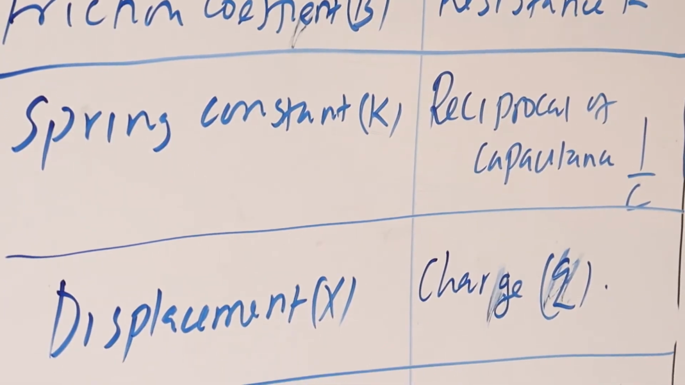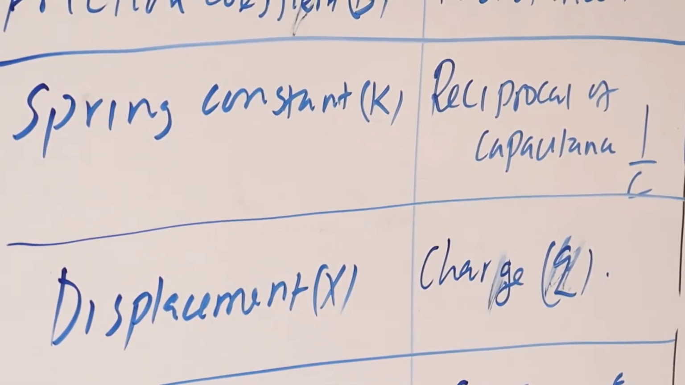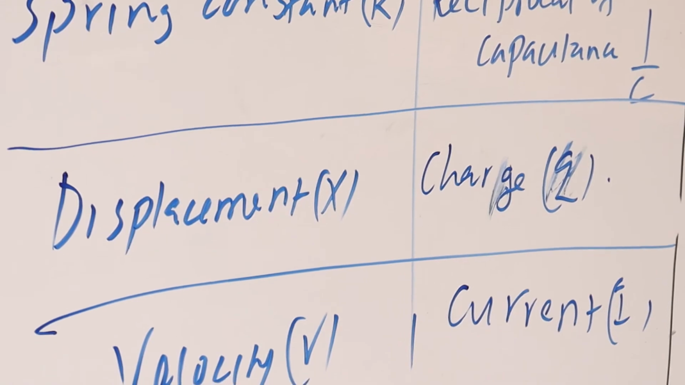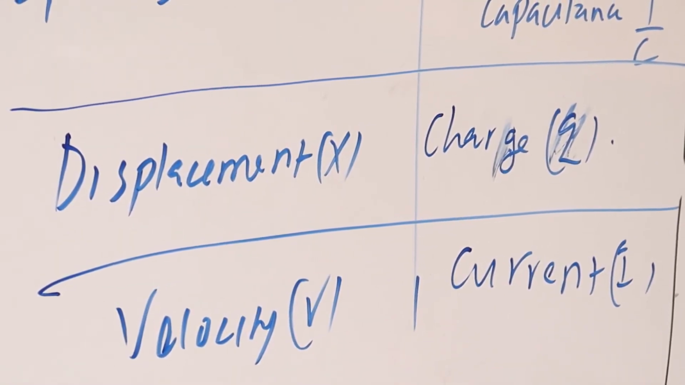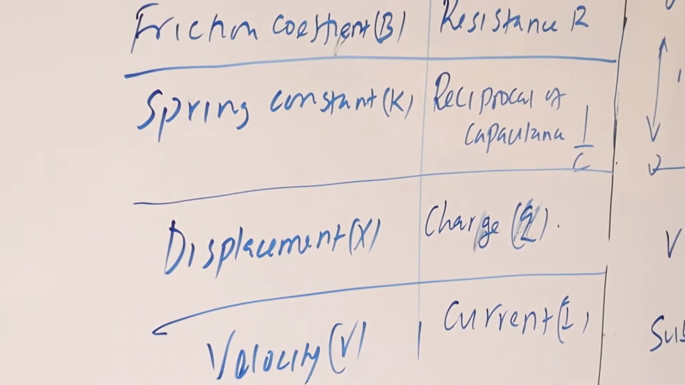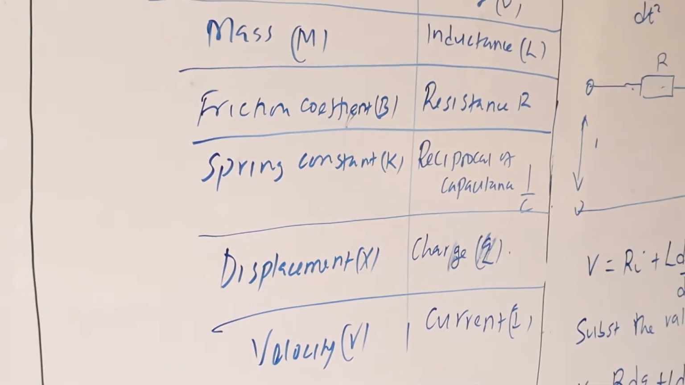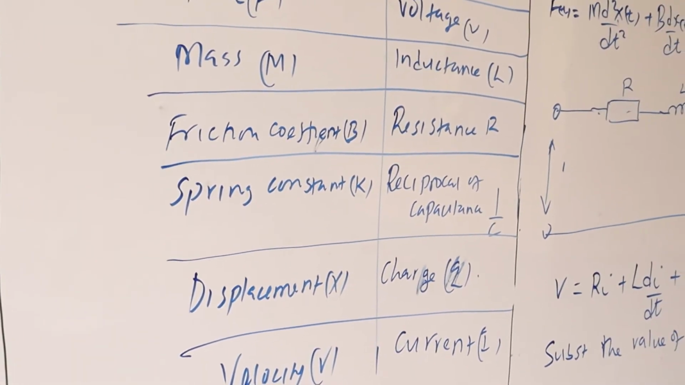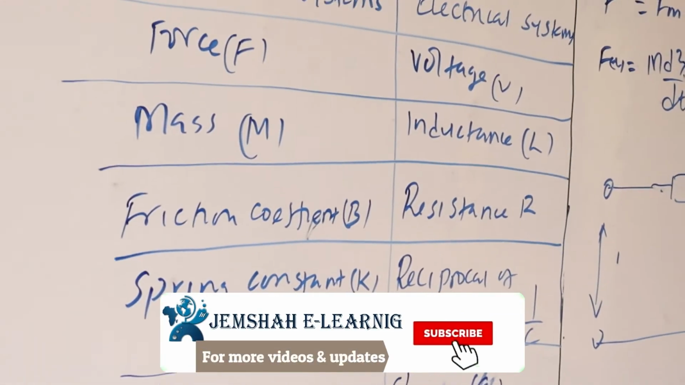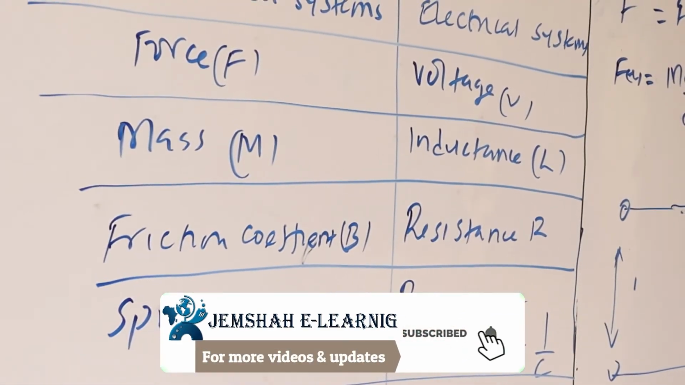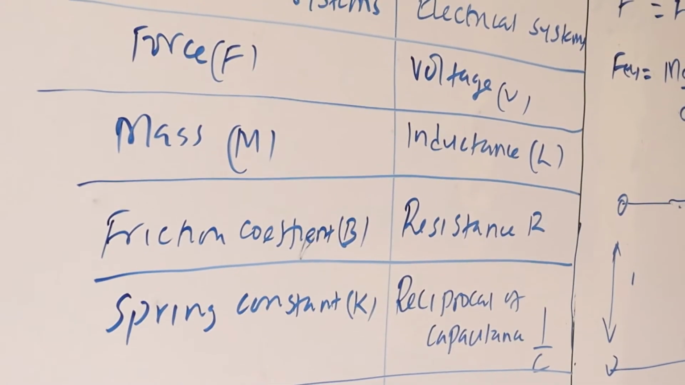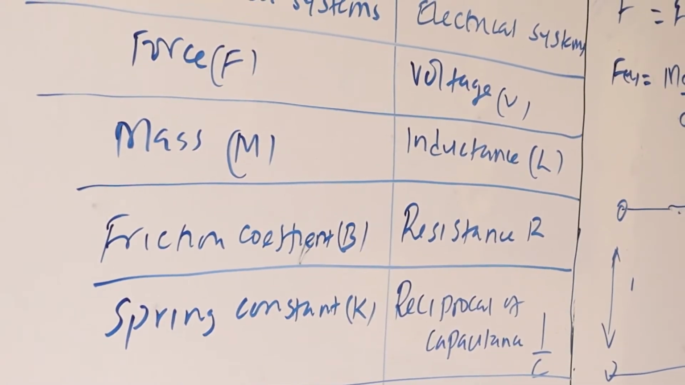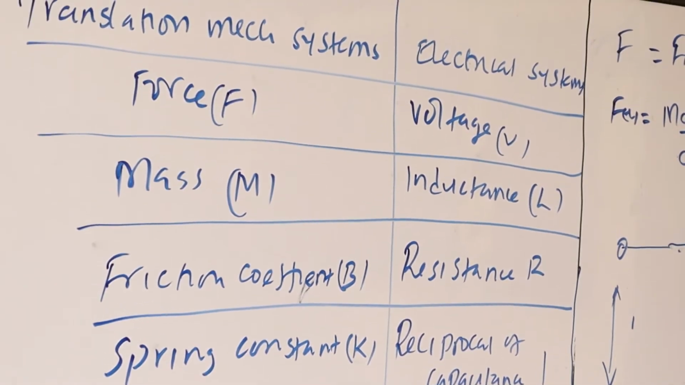So when you have to look at the analogous systems, force in the force-voltage analogy is analogous to the voltage. The mass is analogous to the inductance. The coefficient of friction B is analogous to resistance, and so on, as in the table. So that is as far as the first analogy is concerned.